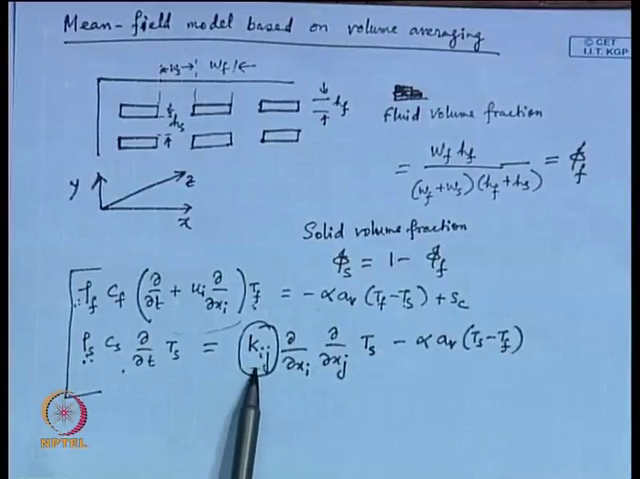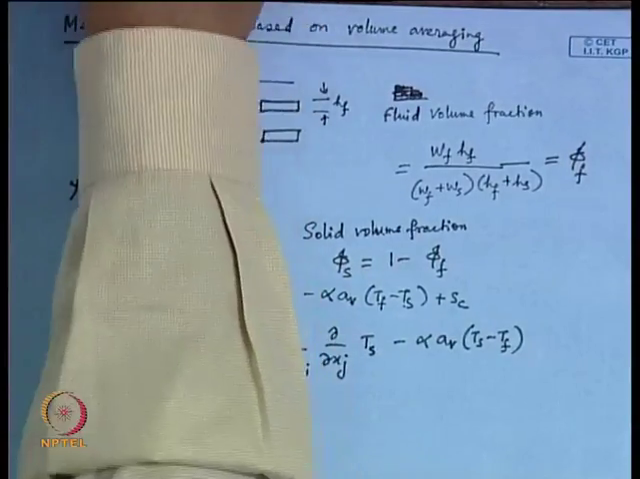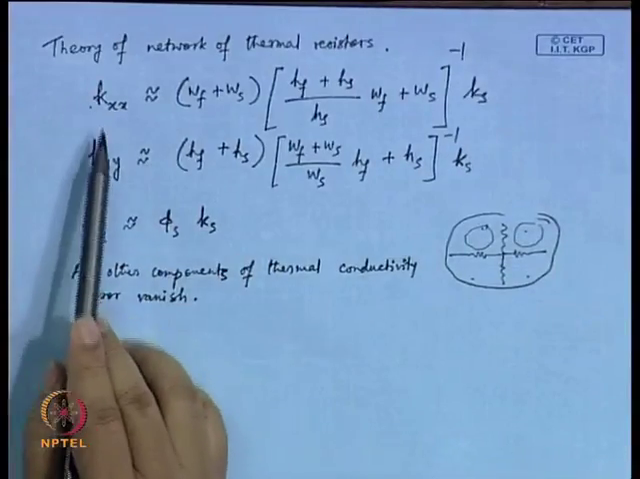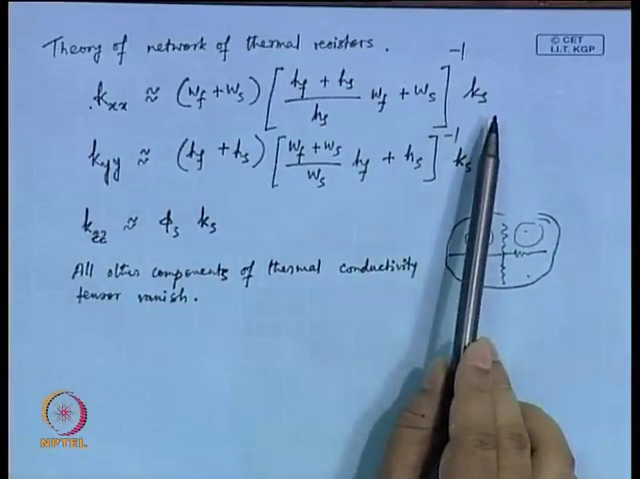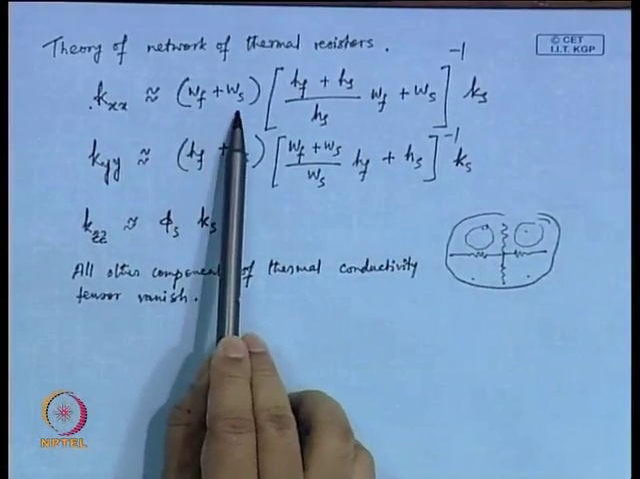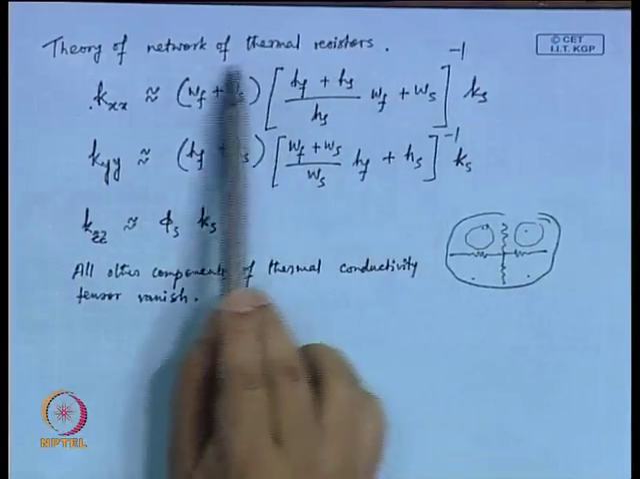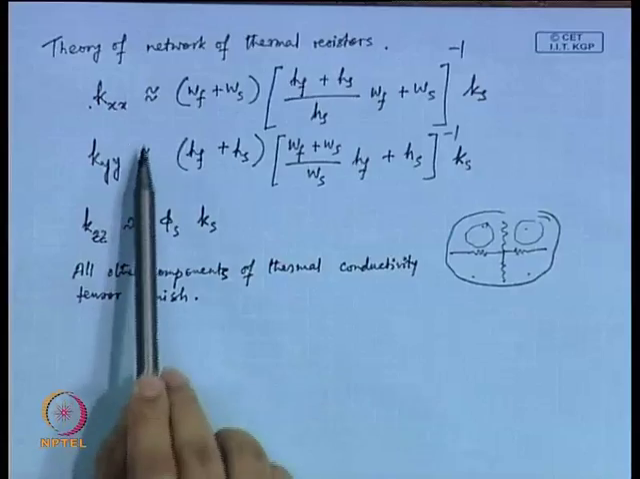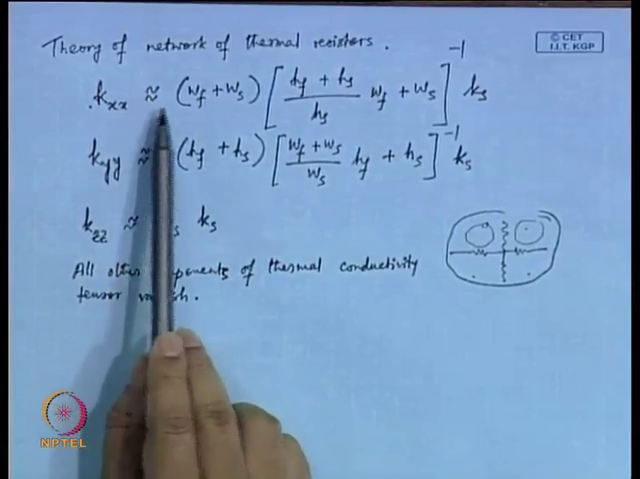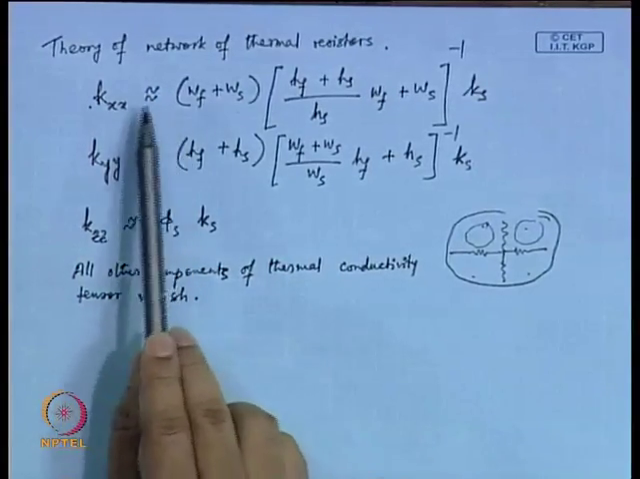What we have with these assumptions of the mean field model, and more importantly the network of thermal resistors, is that these Kxx, Kyy and Kzz exist, and this is the value, and we have related WF, WS, HF, HS, all these things. We have come up with a very neat functional form here. Of course, it is not an equal to sign but an approximately equal to sign, okay.